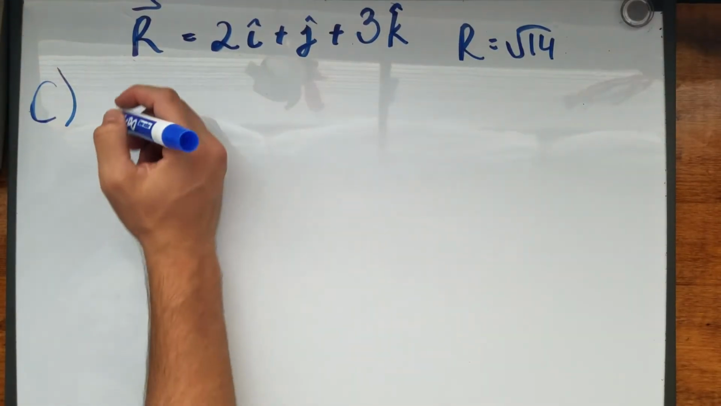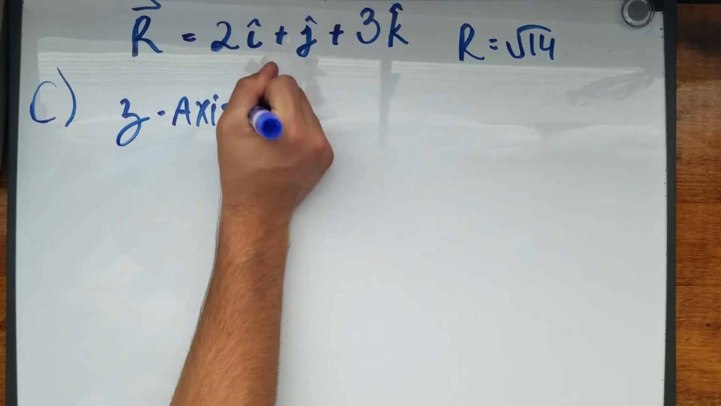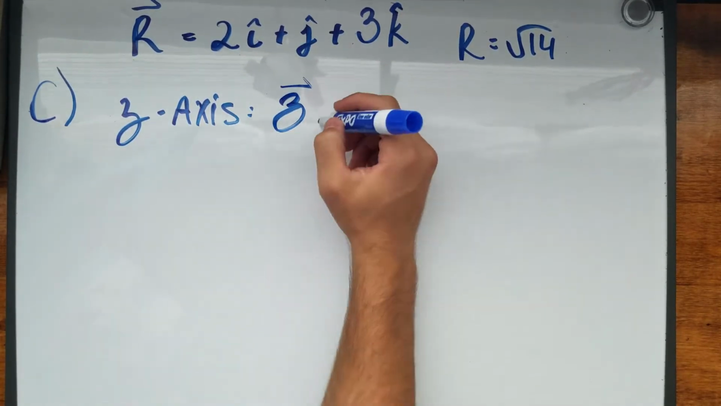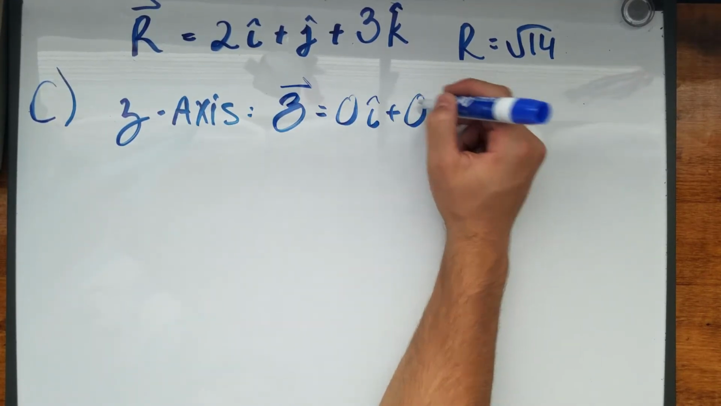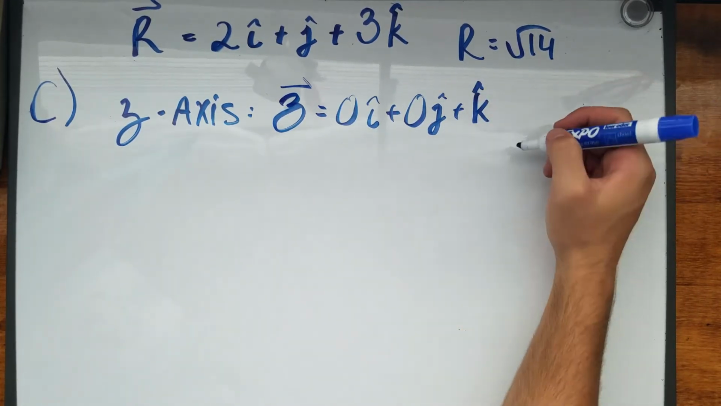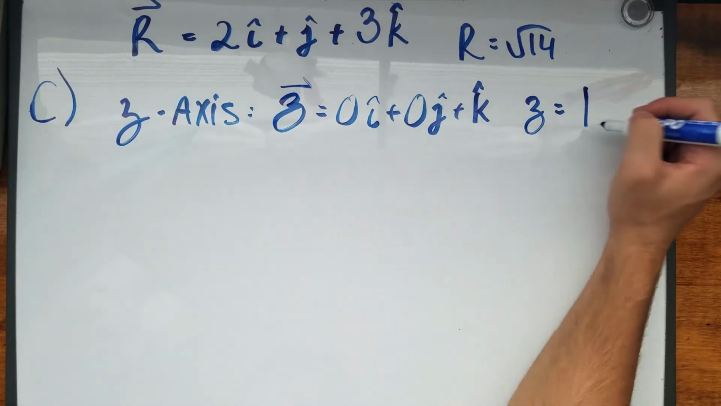And then we get to do it with the z-axis. For the z, we do the same thing all over again. We label our z vector, which is going to be equal to 0 i hat plus 0 j hat plus 1 k hat. And then the magnitude of the z vector is just 1.